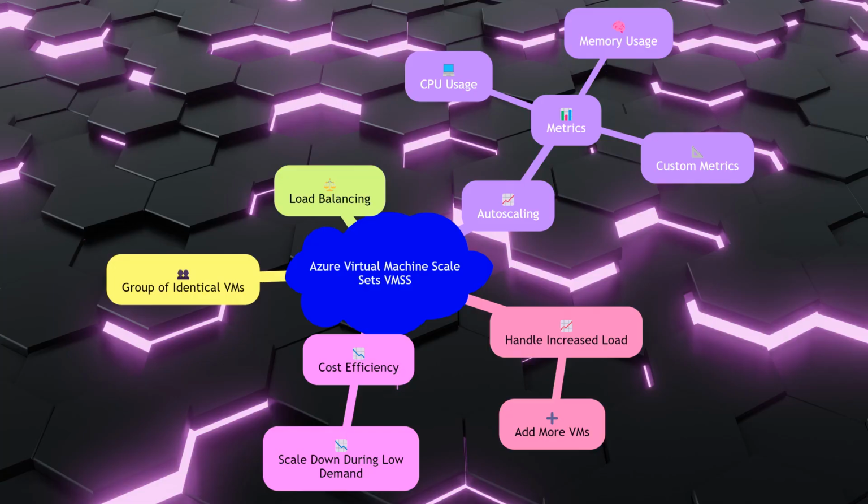Azure Virtual Machine Scale Sets (VMSS) allow you to create and manage a group of identical, load-balanced VMs. VMSS supports autoscaling, which can automatically increase or decrease the number of VM instances based on predefined rules. These rules can be based on metrics like CPU usage, memory usage, or custom metrics. VMSS ensures that your application can handle increased load by adding more VMs and reduces costs by scaling down during low demand.